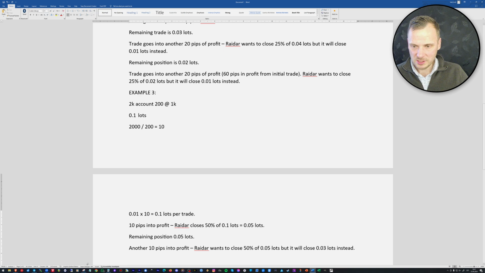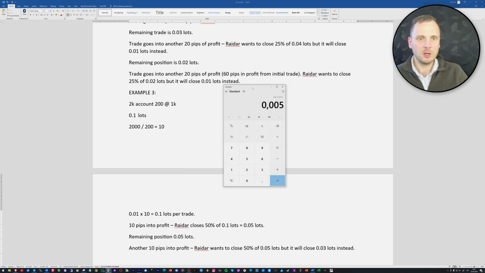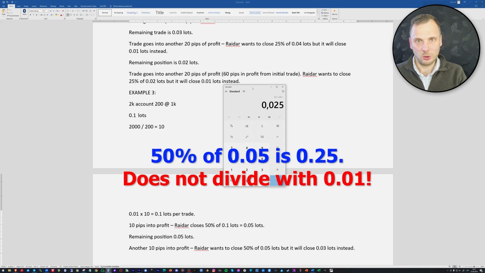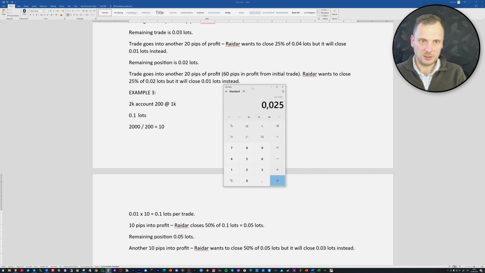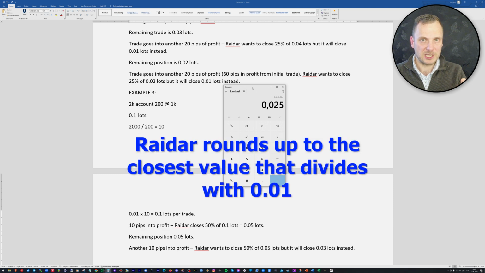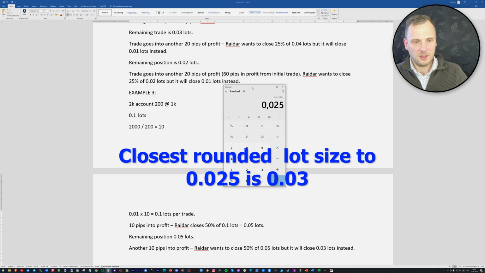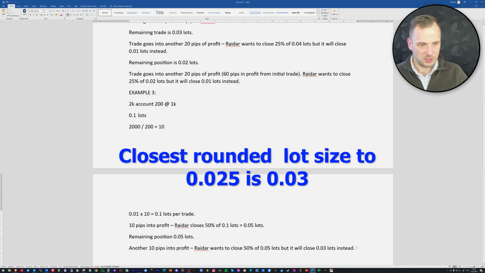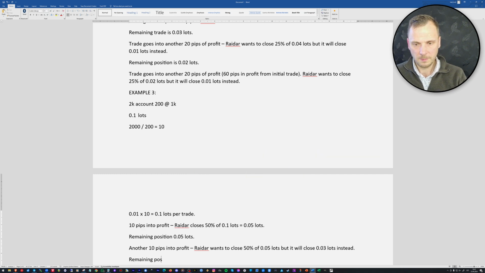Why is that? Reason is the same, because as you know by now, the smallest lot size you can have on a trade, the position size is 0.01, and each position has to be able to divide with 0.01 when you're taking partials. So we have 50%, which is 0.5, and we have position size of 0.05. So ideally, it would want to close 0.025 lots. But since this is not possible, it will just close the closest lot size that divides with 0.01, that is above what it would ideally be doing. So in this case, it would be 0.03 lots. Remaining position size 0.02 lots.